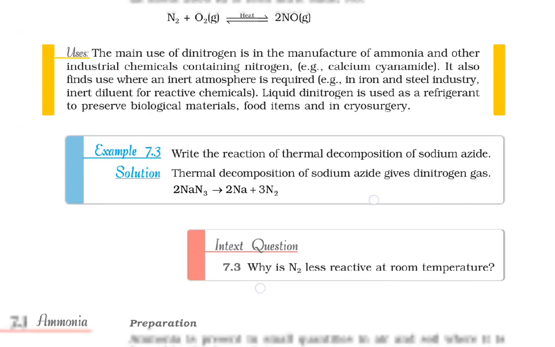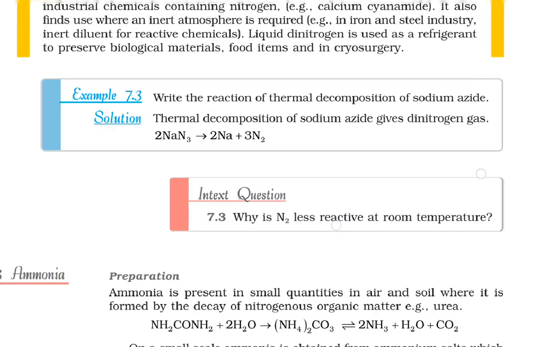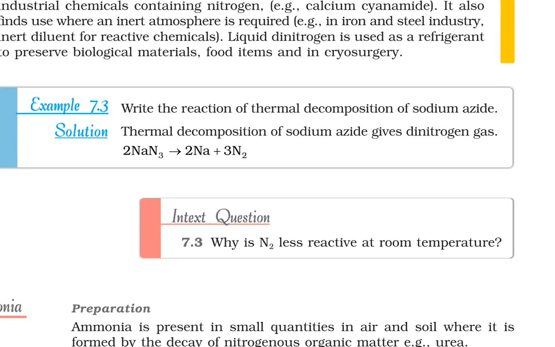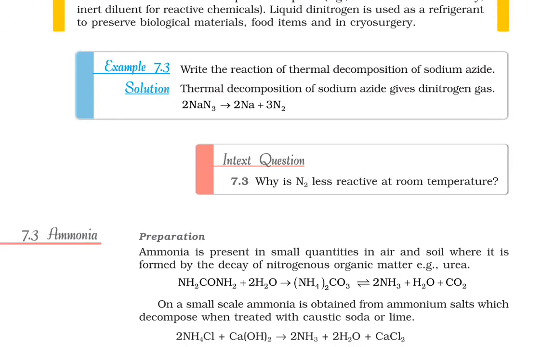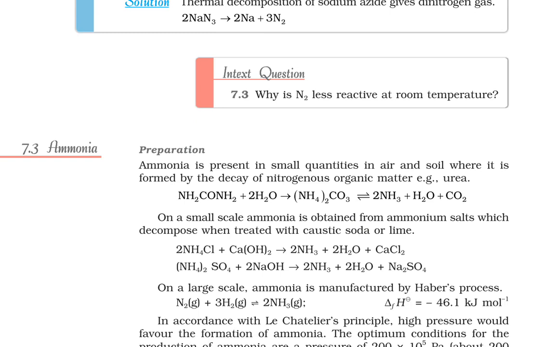So here is example 7.3. It says write the reaction of thermal decomposition of sodium azide. So thermal decomposition of sodium azide gives dinitrogen gas, and the reaction is given here: 2NaN3 forms 2Na plus 3N2. And here is an in-text question, you can refer to it.